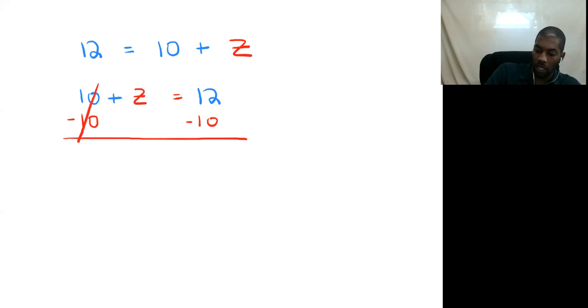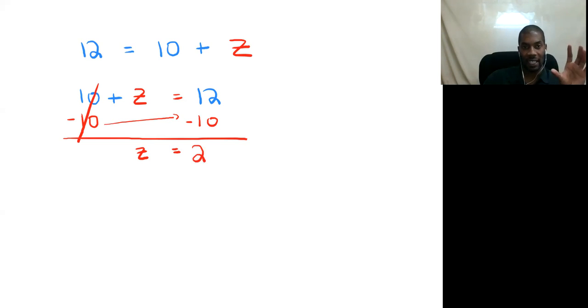The z should be on one side of the equation by itself. What I do to one side, I have to do to the other. So 12, on the other side of the equal sign, 12 minus 10 is 2. So now the variable has been isolated. Z is supposed to equal 2.